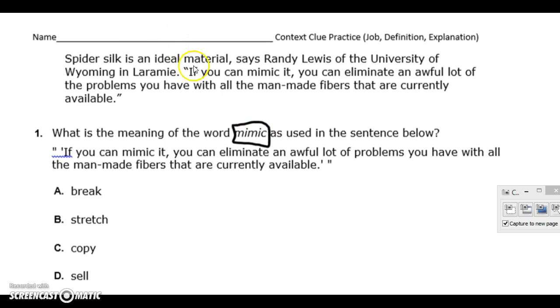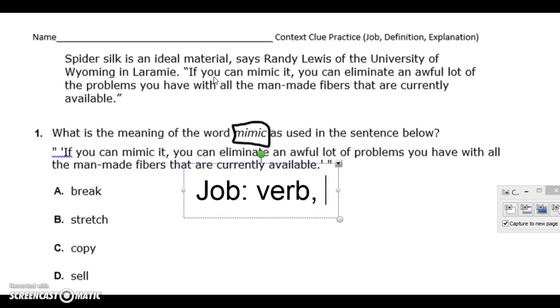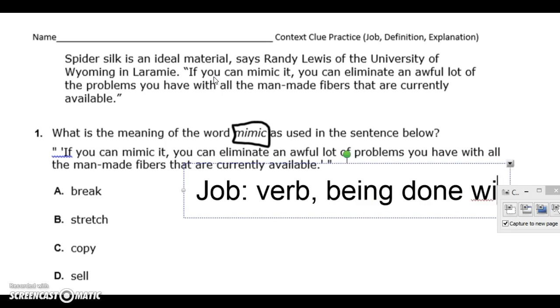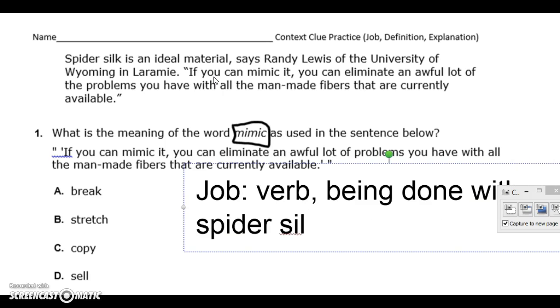Then I want to think about what is the job or the part of speech that mimic has in the sentence. I notice here that mimic is next to the word can, and can is part of a verb or part of an action. So the phrase says, if you can mimic it. That tells me that mimic is something that you are doing to it. And an action is always a verb. So I'm going to write the job of this word is a verb. And it's something that's being done with spider silk.